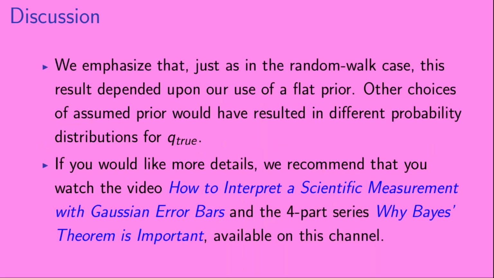We emphasize that just as in the random walk case, this result depended upon our use of a flat prior. Other choices of assumed prior would have resulted in different probability distributions for Q true. If you would like more details, we recommend that you watch the video How to Interpret a Scientific Measurement with Gaussian Error Bars and the 4-part series Why Bayes' Theorem is Important, both of which are available on this channel.